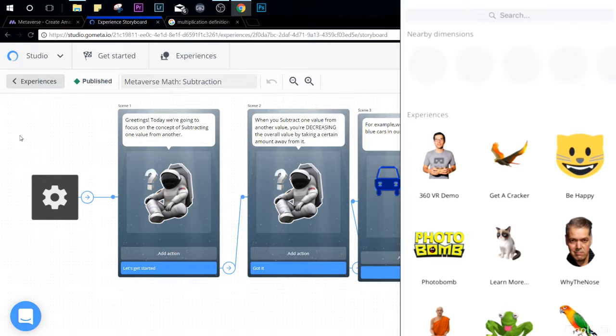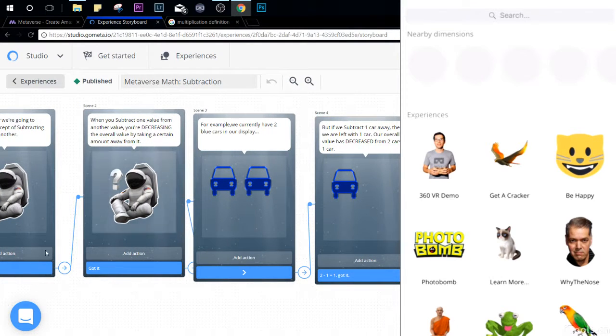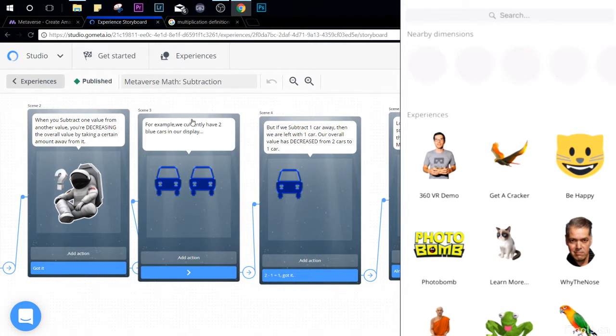This time we're doing math, and in particular we're focusing on subtraction. Now subtraction is the opposite of addition. When in addition we're increasing a value, with subtraction we're decreasing the value. When you're making these educational experiences, I feel that there's no such thing as redundancy. You can emphasize a point as many times as you feel you need to. So I'm using the word value and decreasing a lot because I'm really trying to get that point across.